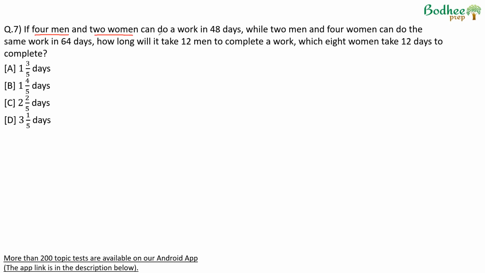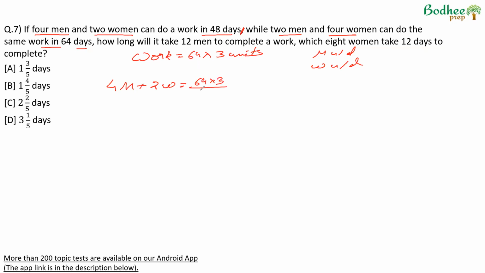If 4 men and 2 women can do a work in 48 days, while 2 men and 4 women can do the same work in 64. So if we let the work be LCM of 48, 64: 16 3s are 48, 16 4s are 64, so 64 into 3 units, and a man does m units per day, a woman does w units per day. We can say 4 men will do 4m, 2 women will do 2w units, and this is how they can finish off the total work 64 into 3 units in 48 days.